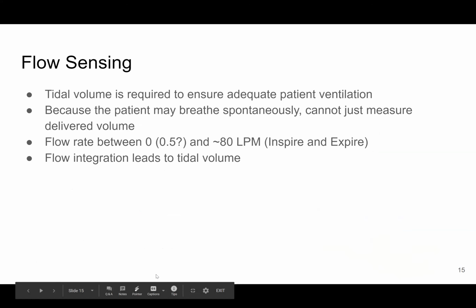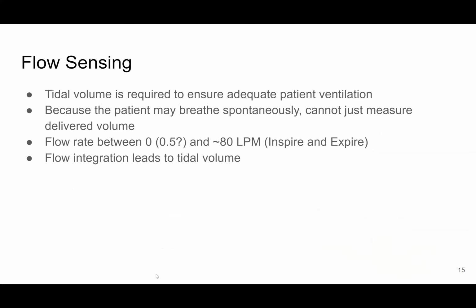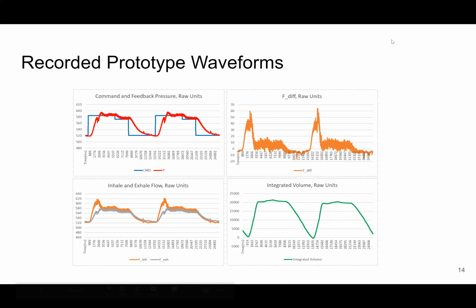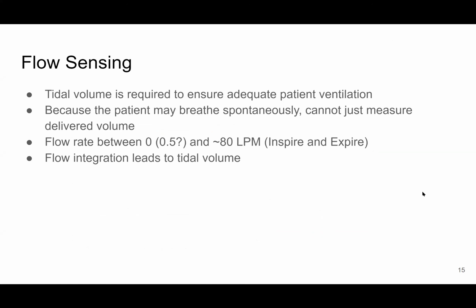But in general, tidal volume is required to ensure adequate patient ventilation. So if you just go with a pressure cycle device, it's very easy to underventilate, and it's pretty easy to overventilate as well. So if you're not getting that feedback to the machine, I think that's to the point where we're not meeting our minimum viable product.